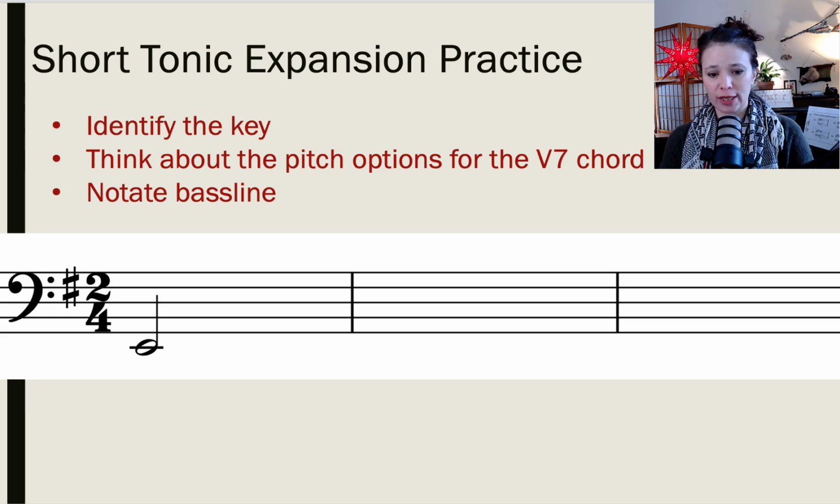So remember, you're going to identify the key. Think about the pitch options for the 5/7 chord. So think about what's your do. So we're here in E minor. Okay, so E is do. What pitch is sol? B. Okay, so go ahead and spell out in your head the 5/7 chord. B, D sharp, F sharp, and A. So remember that D sharp isn't present in the natural key signature, so you're going to have to add it in if you get it.